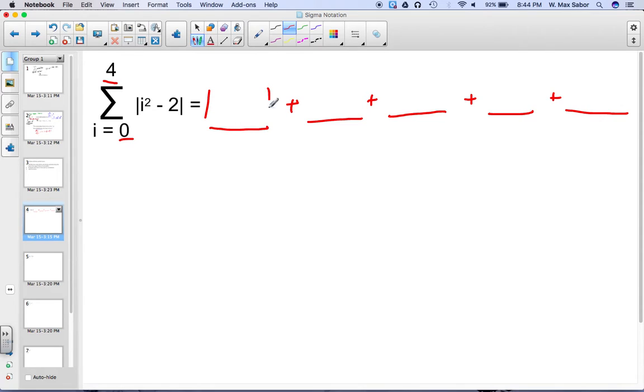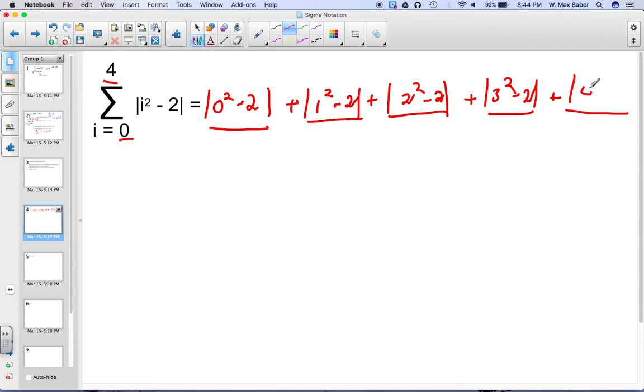Now we'll plug in, by substitution, 0 squared minus 2. We have 1 squared minus 2. The absolute value of 2 squared minus 2. The absolute value of 3 squared minus 2. And the absolute value of 4 squared minus 2. So now we evaluate each of these separately.